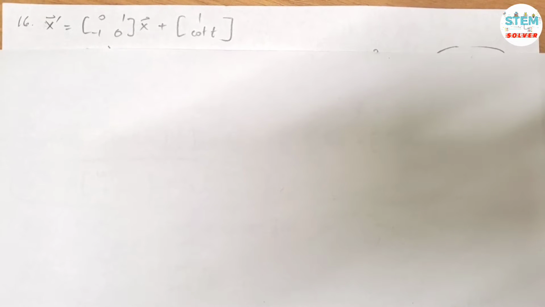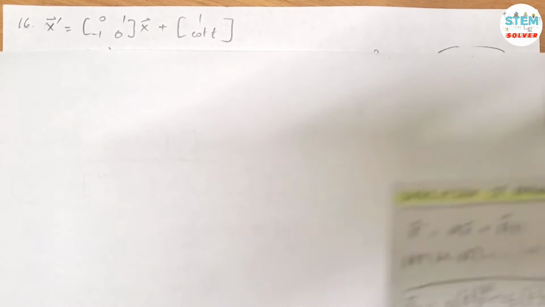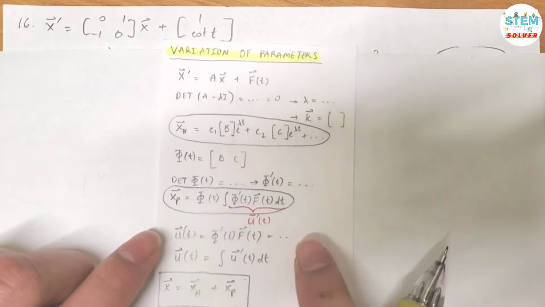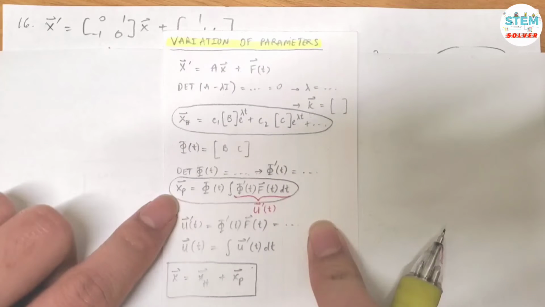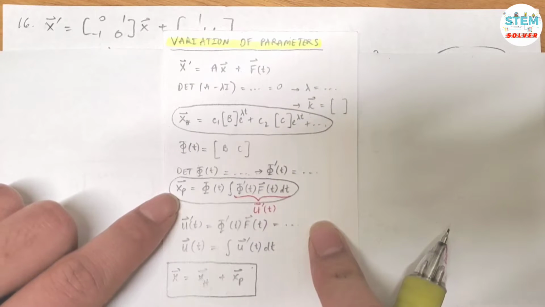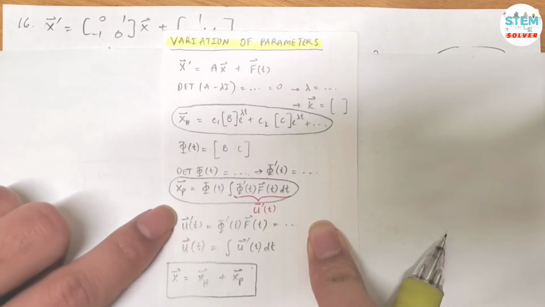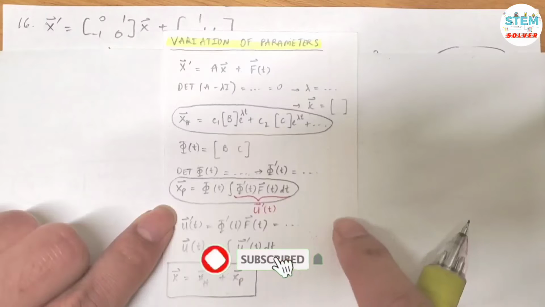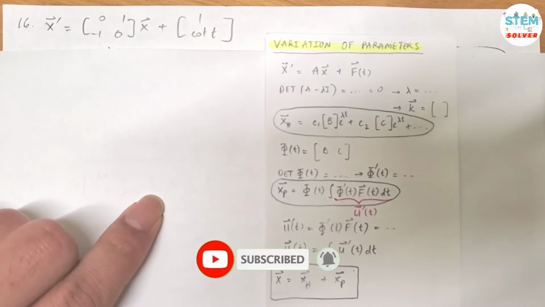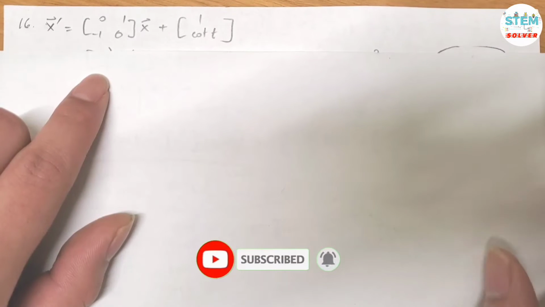Use variation of parameters to solve the given system. So to use parameter methods, first you need to find the homogeneous part, then find the non-homogeneous part and add them together, which gives you the final answer. So here's the steps you need to do. It's not a step-by-step process, but I will walk you through it. No worries. Okay, let's take a look at the problem.